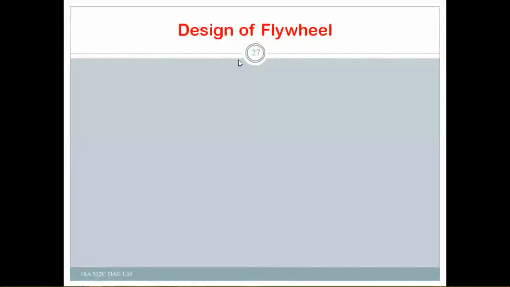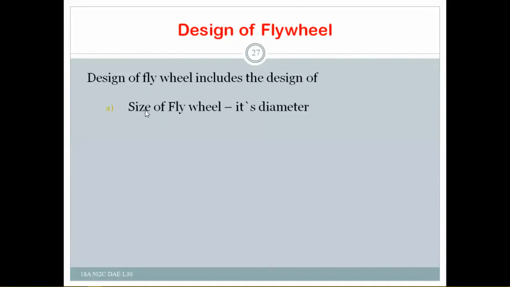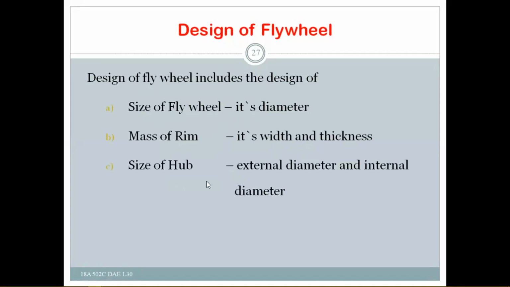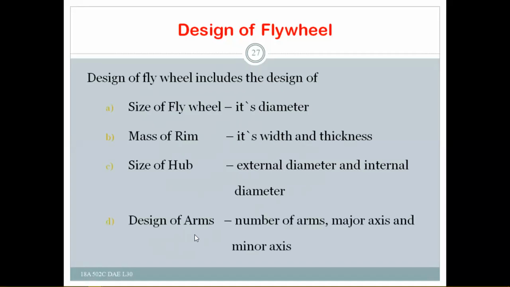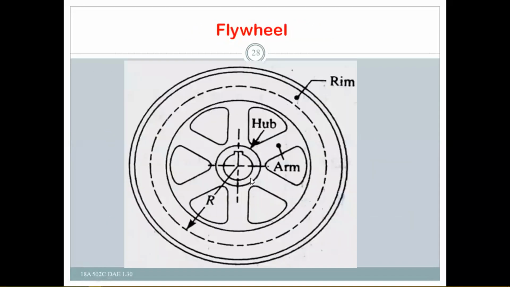Design of flywheel. The design of the flywheel includes the size of the flywheel, that is its diameter, mass of rim, width and thickness, size of hub, external diameter and internal diameter, design of arms, number of arms, major axis and minor axis. And this is the flywheel that we are seeing.